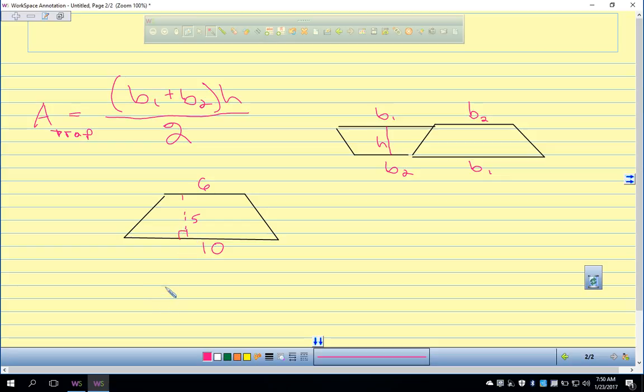16 times 5 divided by 2, right? 40. So the area of this, just go 10 plus 6, divided by 2, times 5. Well, this has to be in parentheses. So 16 times 5 makes 80, divided by 2 gives you 40. Whatever units you're in, square units. All right? Pretty straightforward.